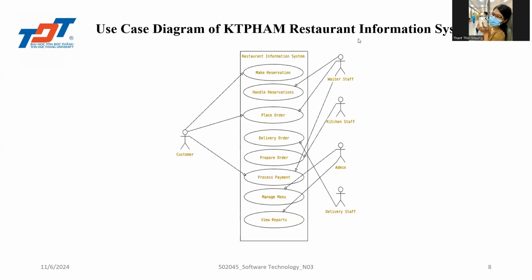What does our system have to do? First, the customer makes the reservation, and the waiter staff handle the reservation. When the customer comes to dine in, they place the orders, and the waiter staff help place the orders. For the orders, the kitchen staff prepare them. After the kitchen staff have prepared the order, the waiter staff serve the customer. After the customer finishes their meal, they can make the payment, and the waiter staff process the payment.